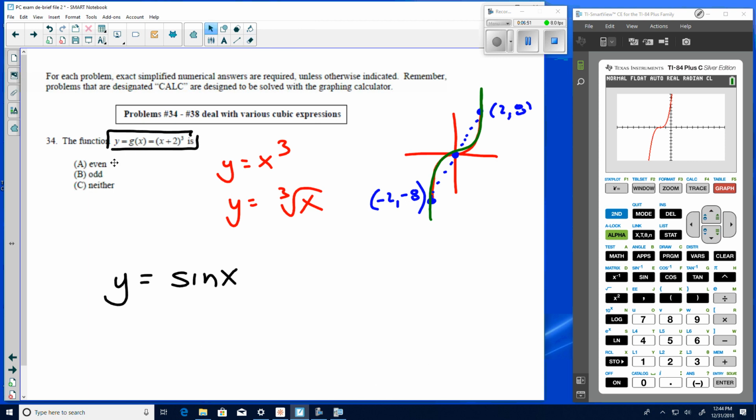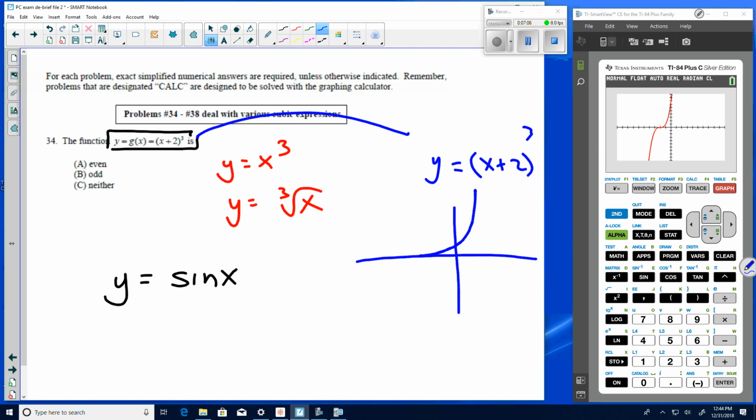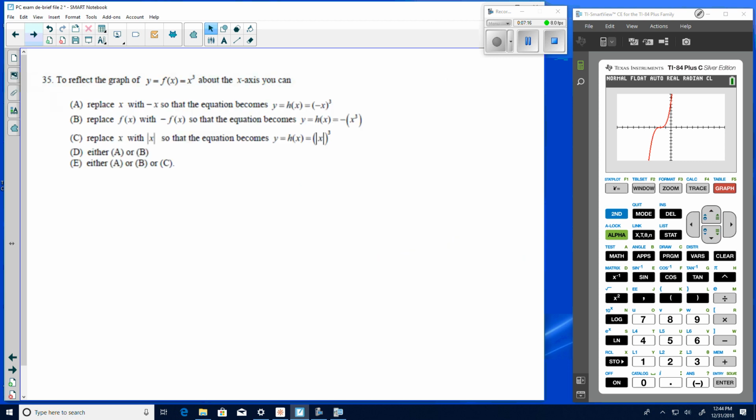And again, notice our graph that we're dealing with here, this shifted cubic, y equals (x plus 2) cubed. It is neither symmetric about the y-axis, nor is it symmetric about the origin. So this is, in fact, neither even nor odd. Most functions, by the way, are neither even nor odd. Okay, number 35. Here's our parent function again: reflect the graph y equals x cubed about the x-axis.